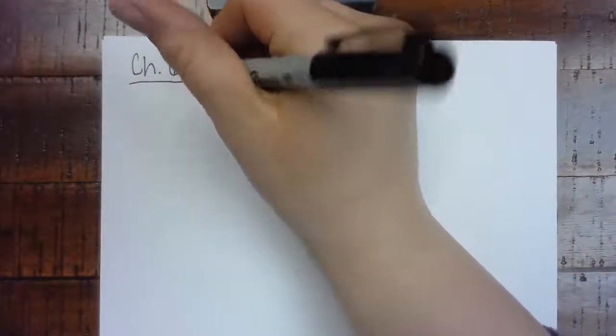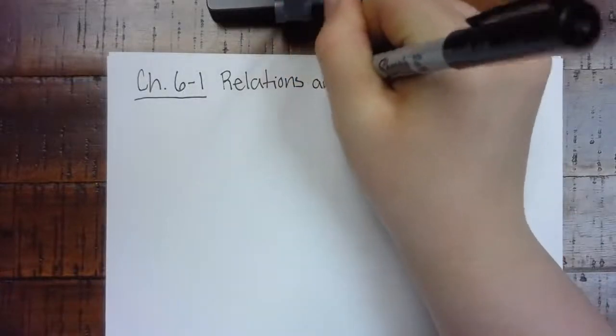It's going to really help us get started for our next chapter, which is Chapter 6, which is about linear functions and inequalities. But today we're just going to focus on Section 1, which is called Relations and Functions.